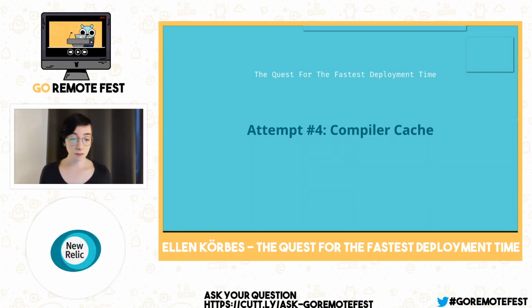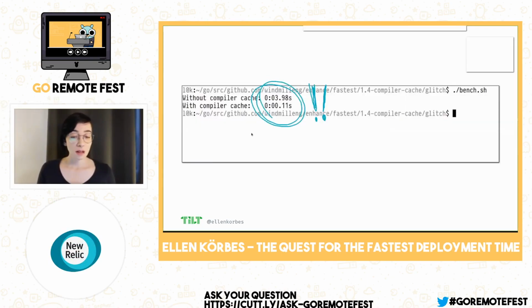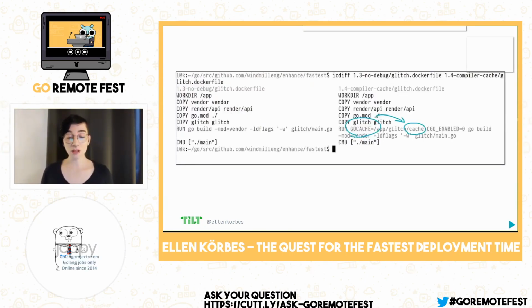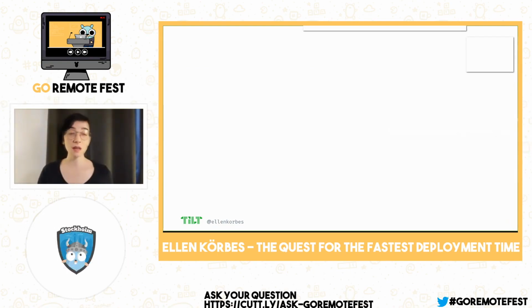This is just a little benchmark showing you that without a compiler cache, my service takes 4 seconds to build, and with a compiler cache, it takes 11 milliseconds, basically nothing. So that's a lot faster. And the way to apply this is to just tell the compiler, hey, I have a Go cache, and here's where it is. So I'm going to show you the benchmark, and then I'm going to complain a lot.